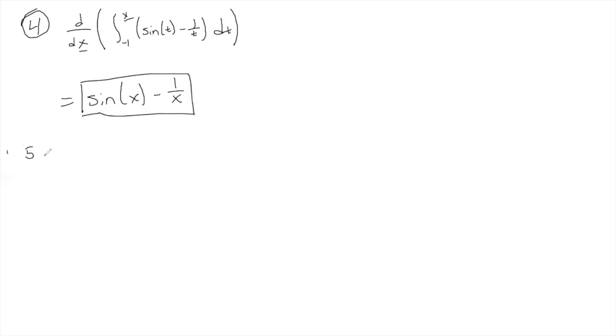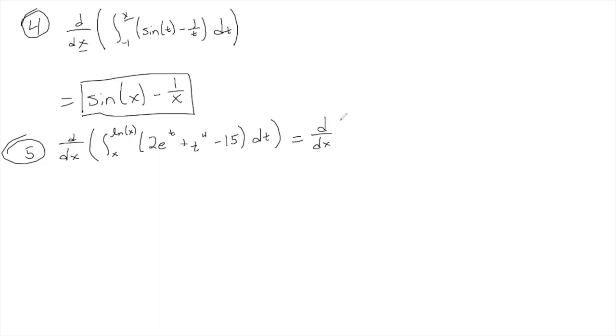All right, on the same page, let's talk about number 5. A little bit more work to do for number 5, because I'm not exactly in the right form yet. 2e to the t plus t to the fourth minus 15 dt. Okay. All right, so not quite in the right form, but we know how to deal with this, right? I can take the integral and split it.